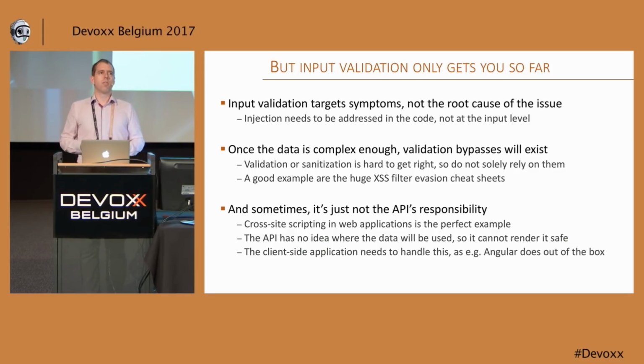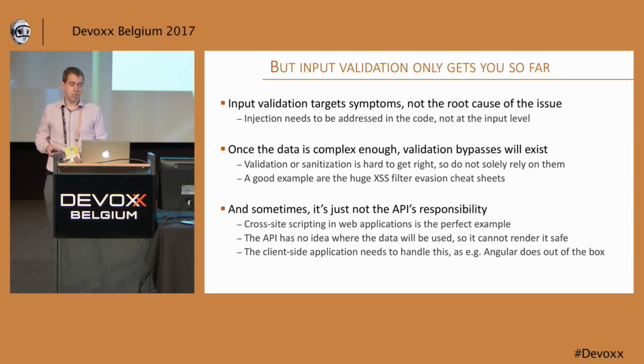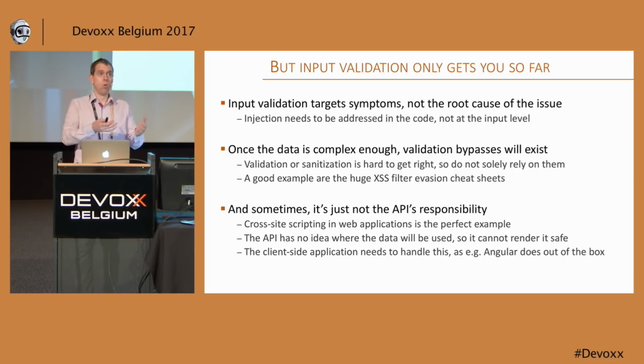Cross-site scripting is a perfect example. In a modern application, the API simply gives out data, JSON data. The API has no idea where it's going to be used. Is it in a mobile application? Is it in a native application? Then who cares about cross-site scripting? If it's in a web application, then of course you care about it. But here it's a responsibility of the front end.